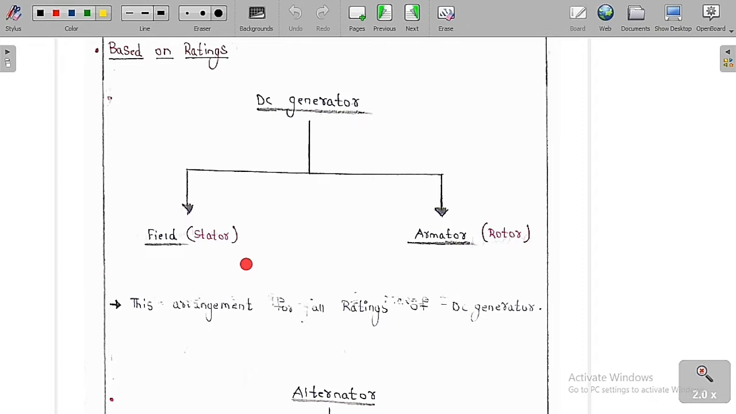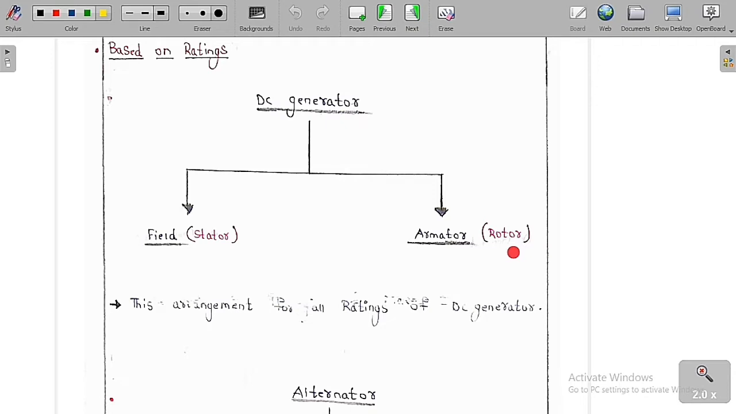Stator means it is basically stationary, whereas the rotor means it is always moving, so it is non-stationary. The stator is always a stationary part, whereas the rotor is always non-stationary, or we can say rotating. So the field winding is always kept on the stator, whereas the armature winding is always kept on the rotor for a DC generator, irrespective of the ratings of the DC generator.